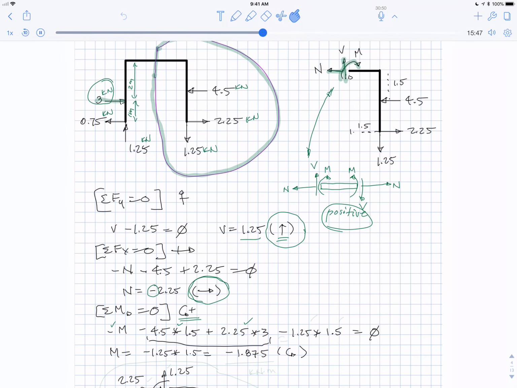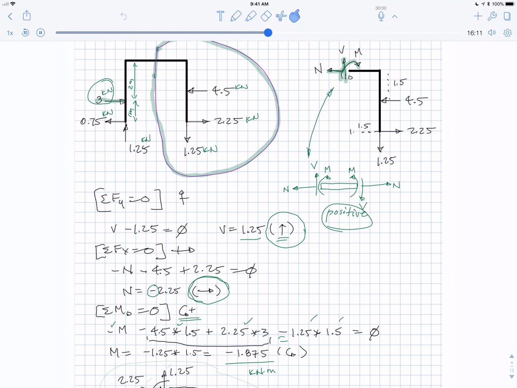But we're not done. We still have that 1.25 going down. It has a distance of 1.5, so it is going clockwise, so negative, and M, solving for M, is minus 1.25 times 1.5, or 1.875 kilonewton meters.